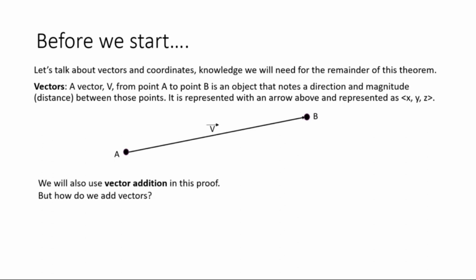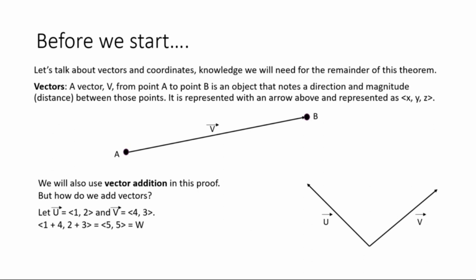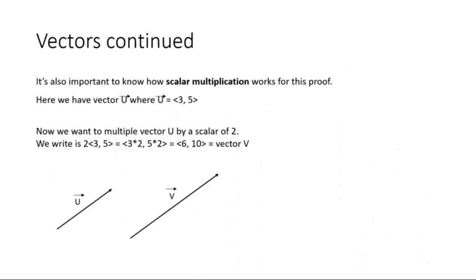We'll also need to know what is vector addition in this proof, but how exactly do we add vectors? Let's go ahead and take our vector u and our vector v, where u is equal to (1, 2) and our vector v is equal to (4, 3). To add these, we simply add the terms they have similar together, which are their x's and their y's. So we will go ahead and add 1 plus 4, 2 plus 3, to get our vector w, which will be (5, 5).